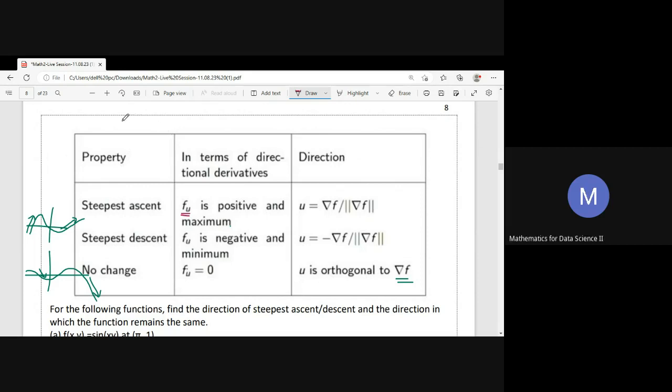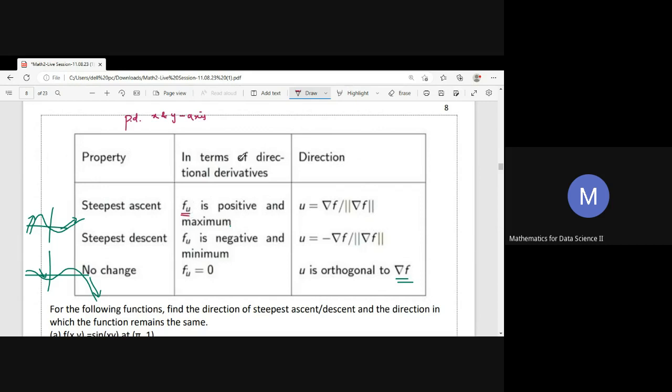Remember, what are partial derivatives? Partial derivatives are directions only along the x and y axis, right? But what are directional derivatives? These are derivatives along any given direction. So that particular direction we are finding by this vector u.